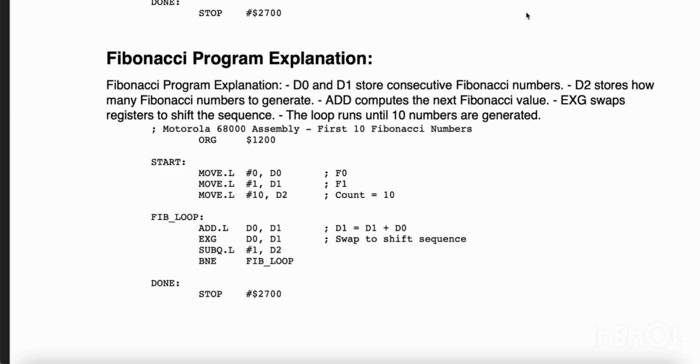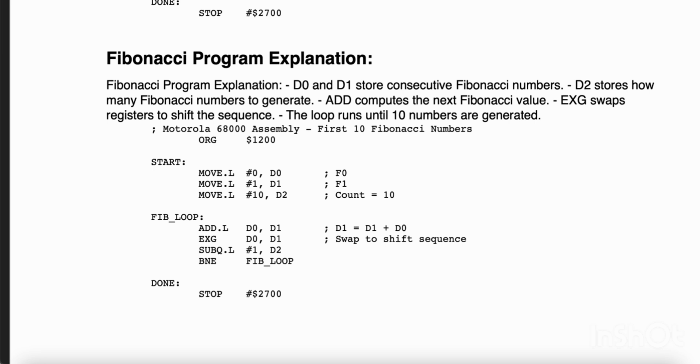Next we have the Fibonacci program explanation. So basically D0 and D1 store consecutive Fibonacci numbers. D2 stores how many Fibonacci numbers to generate. ADD computes the next Fibonacci value. EXG swaps registers to shift the sequence. The loop runs until 10 numbers are generated.